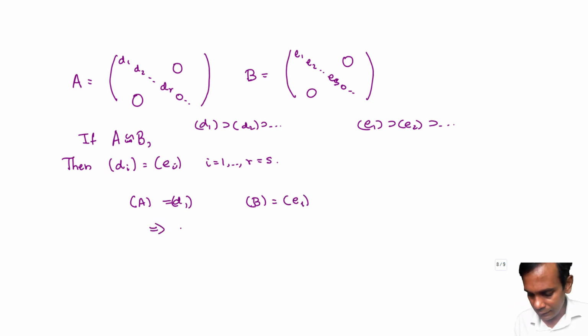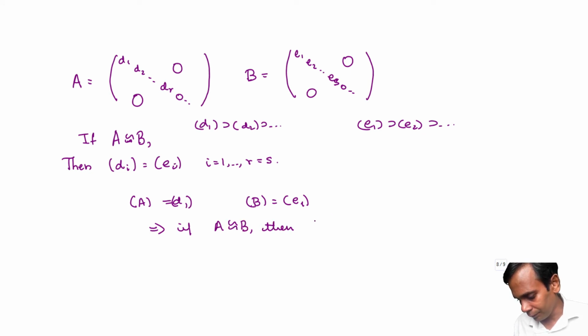So this implies that if A is equivalent to B, then the ideal generated by E1 is equal to the ideal generated by D1. So this proves part of the assertion of the uniqueness of Smith canonical form. How are we going to show that the ideals generated by D2 and E2 are the same, for example? So we will use the following lemma.